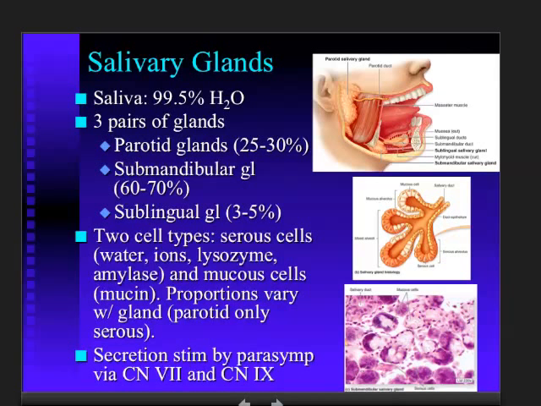In addition, you have submandibular glands, sitting.